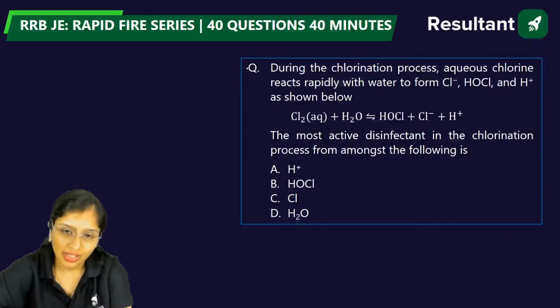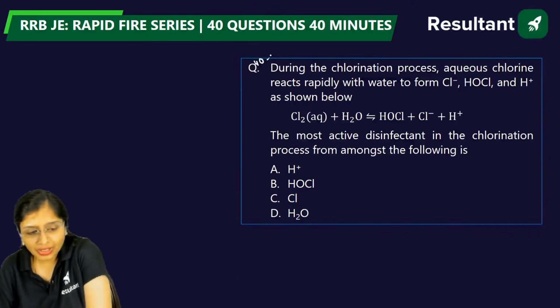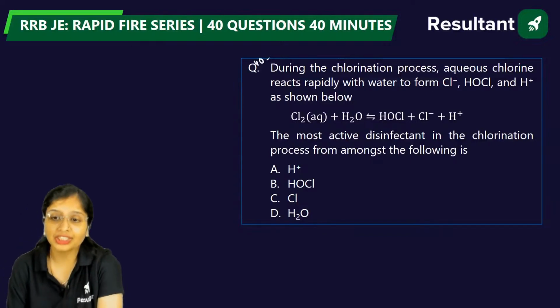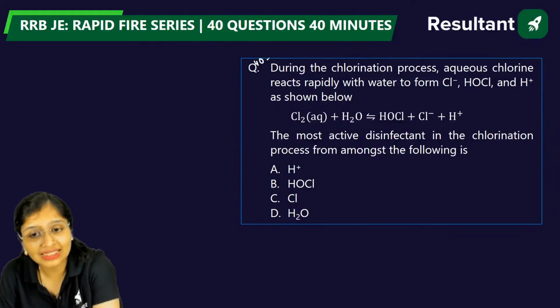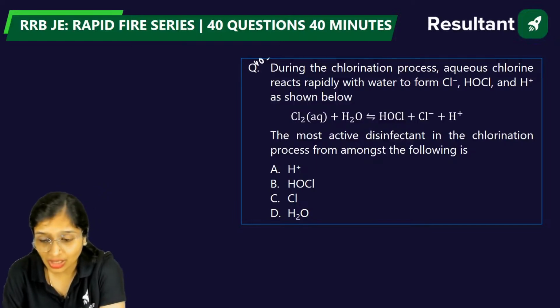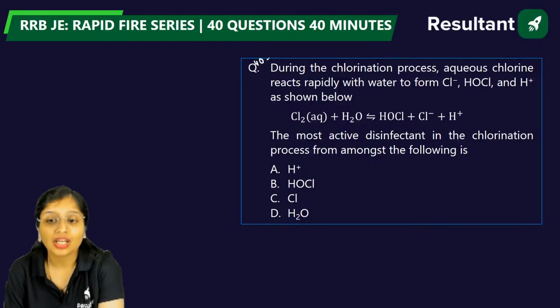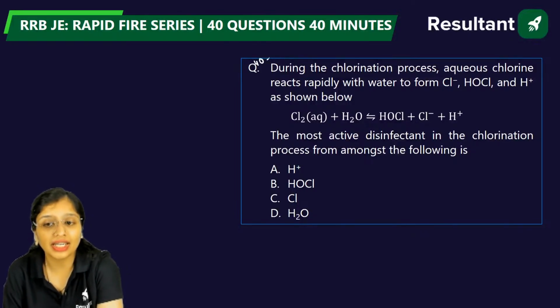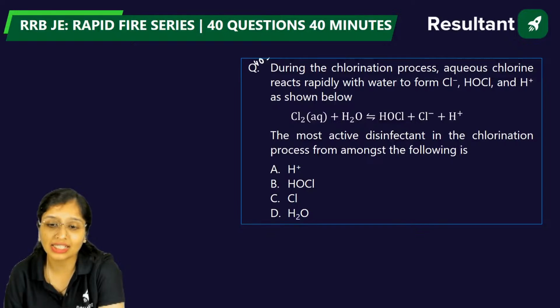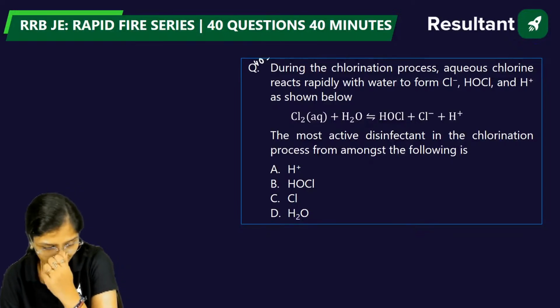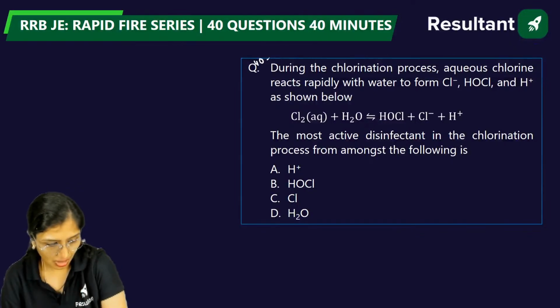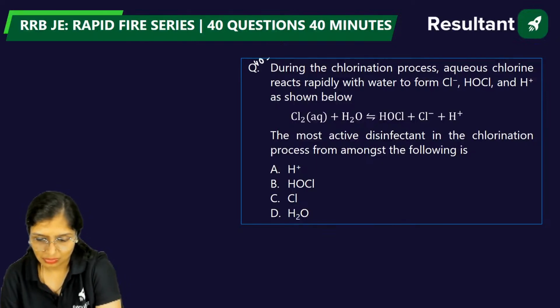Now, question number 40. During the chlorination process, aqueous chlorine reacts rapidly. Cl2 reacts with water when the pH is greater than 5. Hypochlorous acid, chloride ion, and H plus will be there. What is the most active disinfectant?